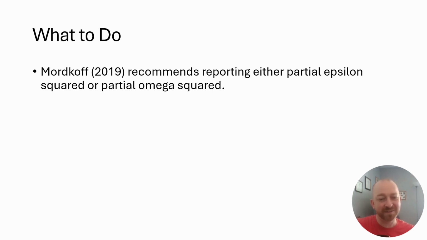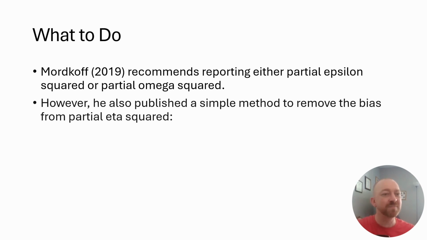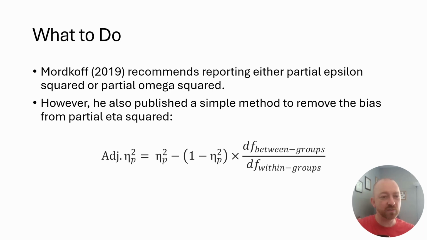Instead, report one of the other measures of effect size, as they tend to be much less biased or not really have any problems. But if you do insist on using partial eta squared, or you find a paper that reports partial eta squared and you want to remove the bias, there's probably enough information in the paper to calculate what he refers to as adjusted partial eta squared. And so he gives a simple method of how to calculate that. And this is what we're going to demonstrate here, what I'm going to talk you through right here.